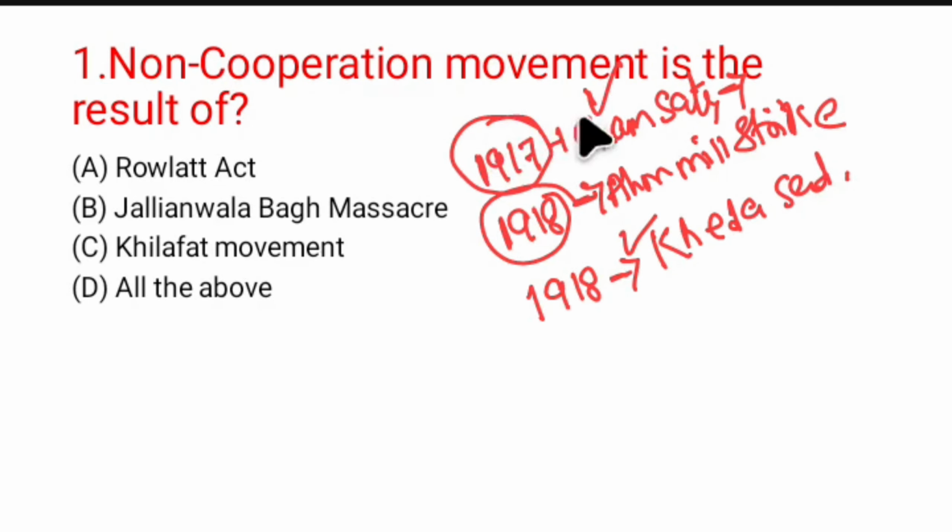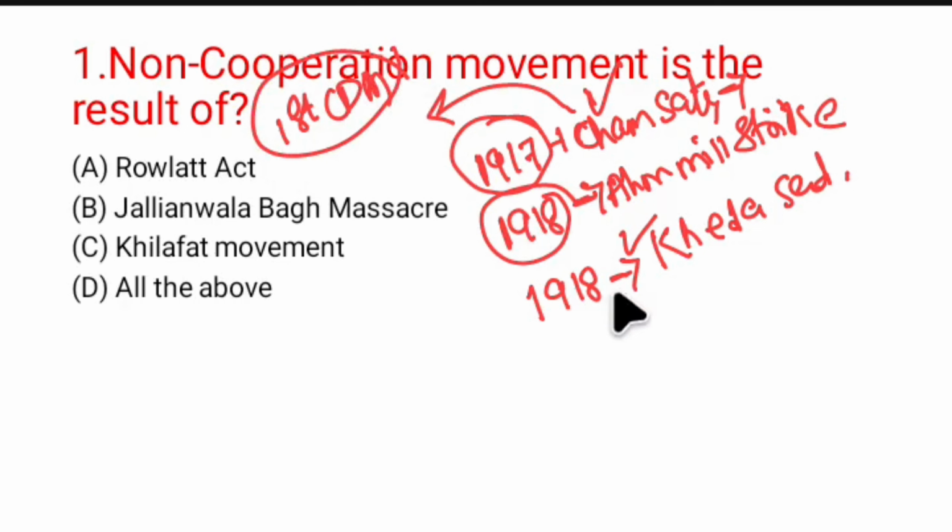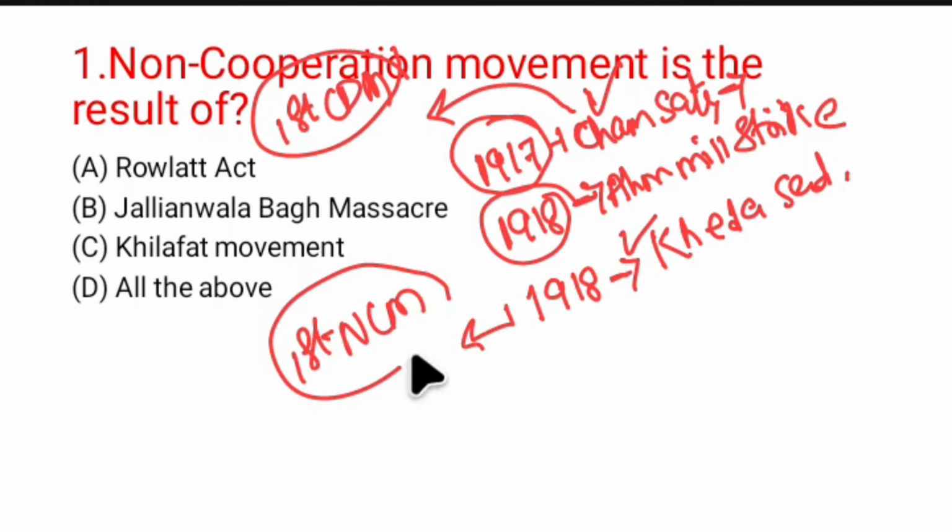The Champaran Satyagraha is referred to as the first civil disobedience movement by Mahatma Gandhi, and the Kheda Satyagraha is referred to as the first non-cooperation movement launched by Mahatma Gandhi in India. So, first CDM, Champaran, remember, and the first NCM, Kheda Satyagraha.